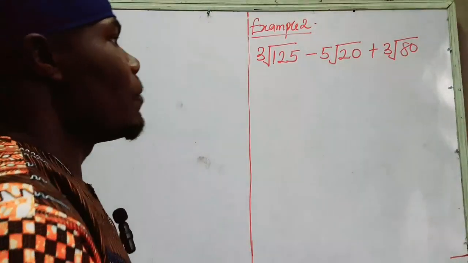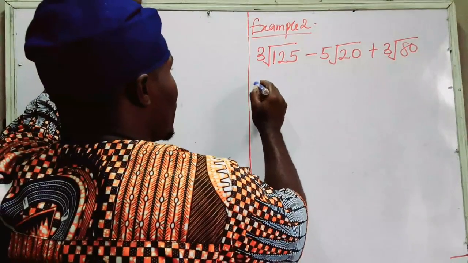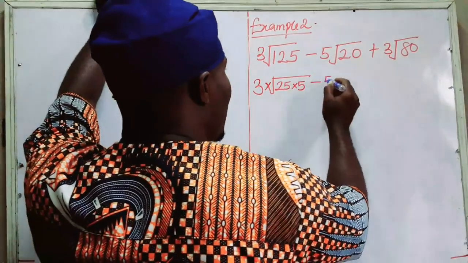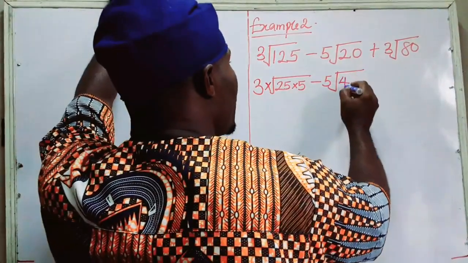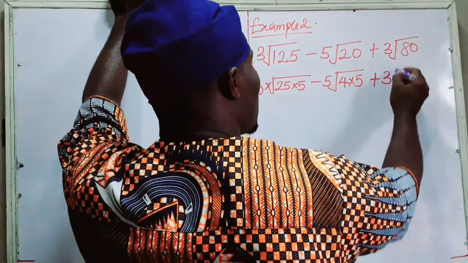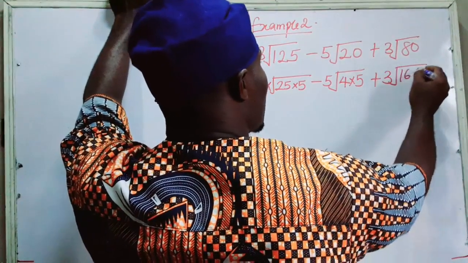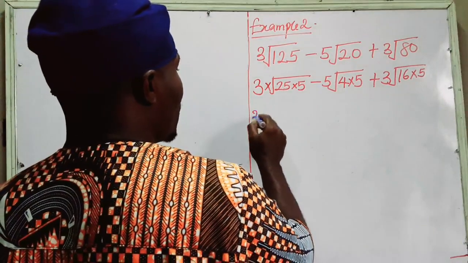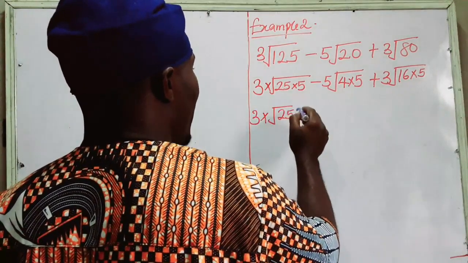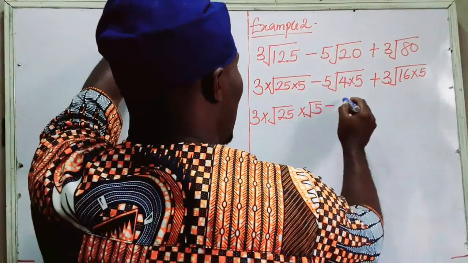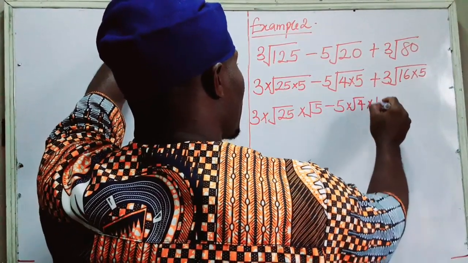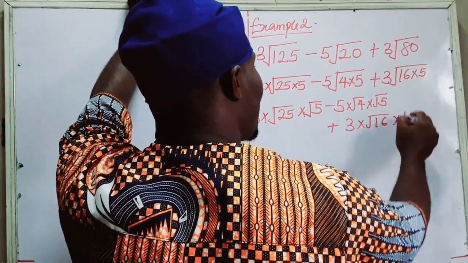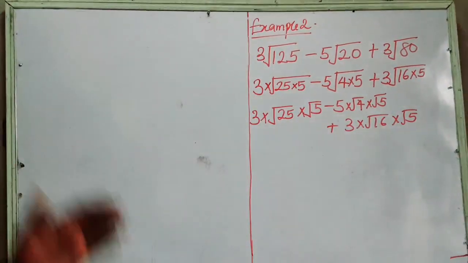You simplify the same way you did the first example, which is 3 times root 25 times 5 minus 5 root 4 times 5 plus 3 root 16 times 5. So therefore, we have 3 times root 25 times root 5 minus 5 times root 4 times root 5 plus 3 times root 16 times root 5. So we are going to be solving this step by step.